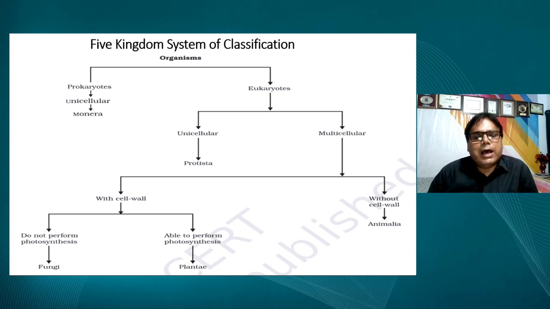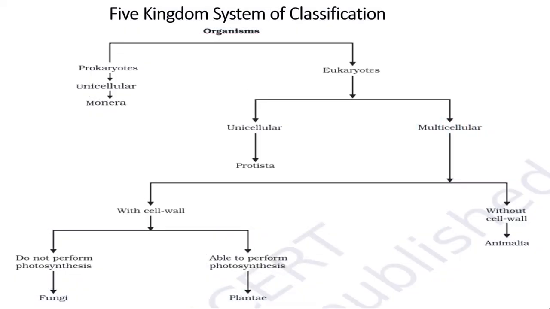So friends, I have already discussed with you that the five kingdom system of classification is proposed by Whittaker. So all organisms are divided into either prokaryote or eukaryote. So prokaryote, pro means primitive, karyon means nucleus. So the prokaryotes are the group of organisms which have the primitive nucleus or incipient nucleus or unorganized nucleus. These organisms are unicellular. So the prokaryotes are kept in the kingdom Monera.